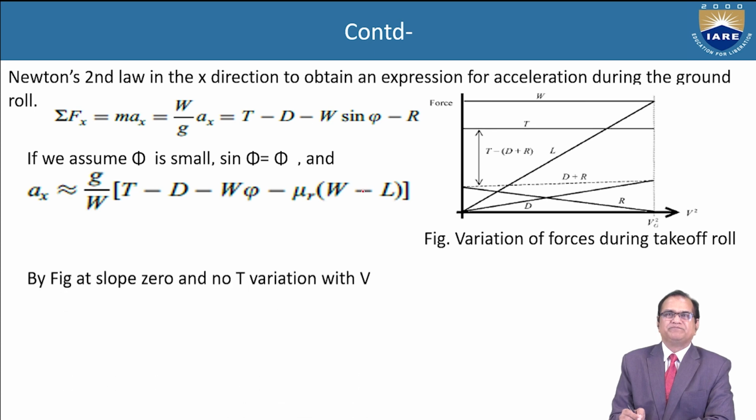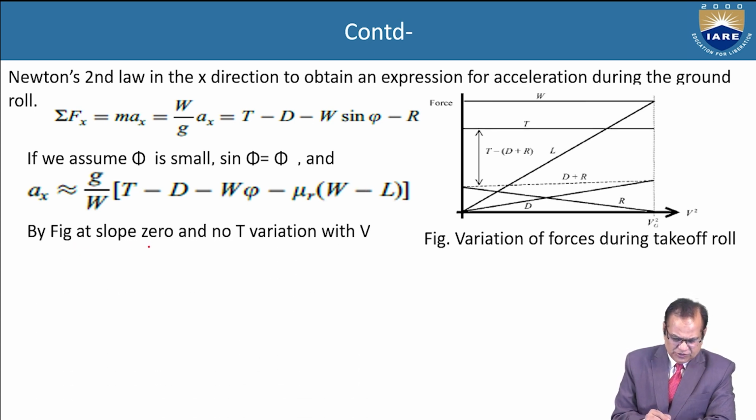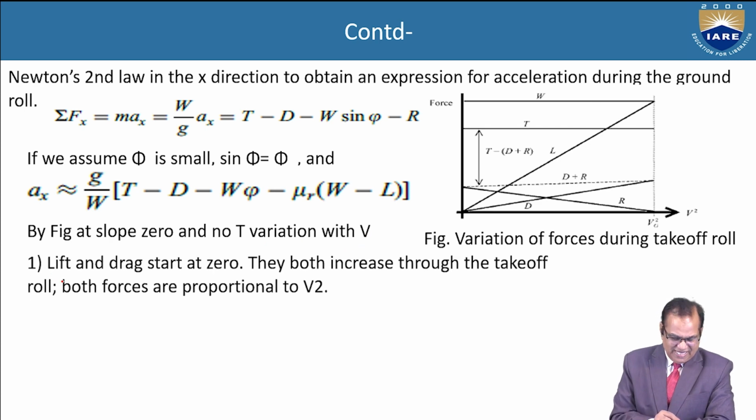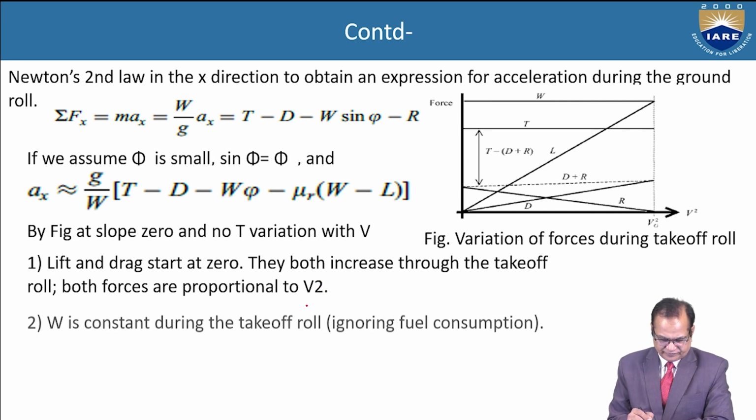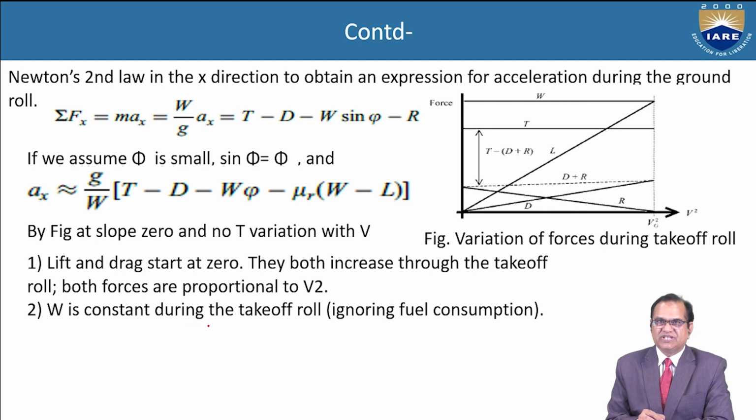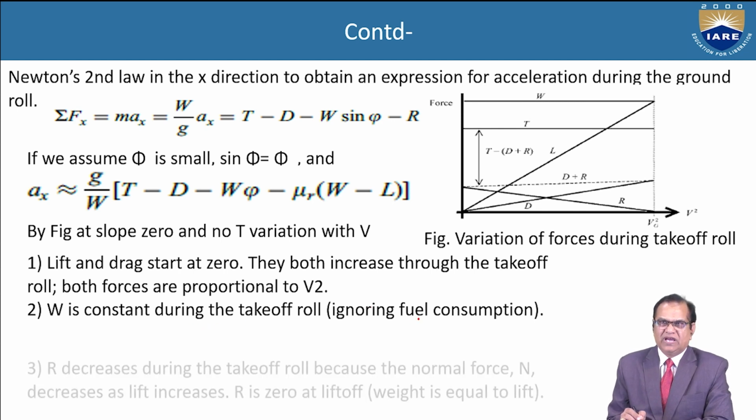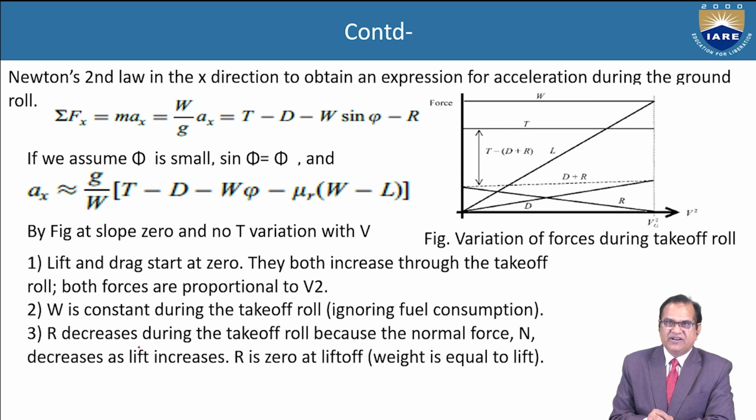Here R is equal to mu R times W minus L. By the figure, at slope 0 and no T variation with V, we can say that lift and drag start at 0. They both increase through the takeoff roll. Both forces are proportional to V square. W is a constant during the takeoff roll, ignoring fuel consumption. R decreases during the takeoff roll because the normal force N decreases as lift increases. R is 0 at liftoff.